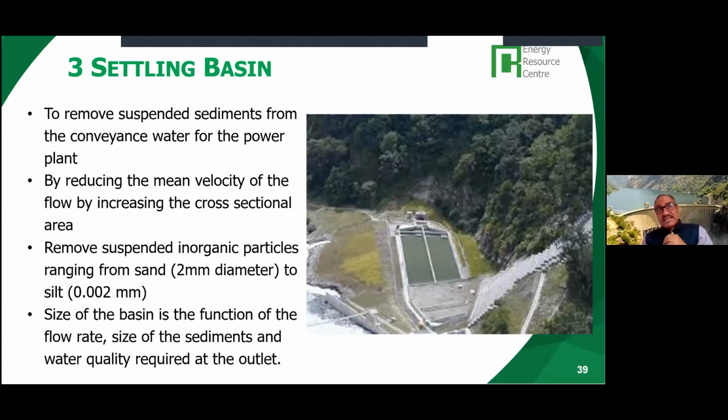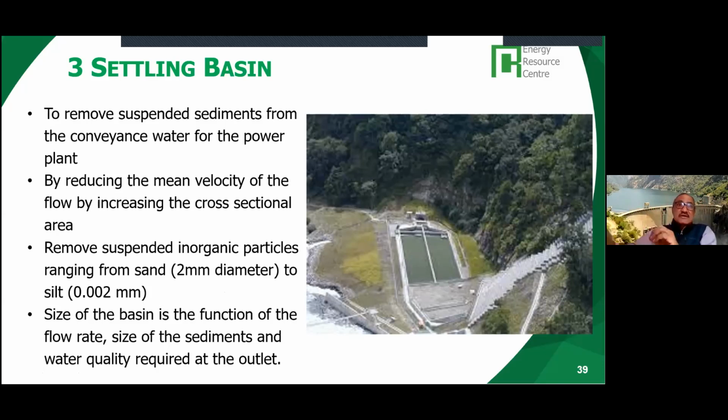But the settling basin is trying to trap and remove the suspended sediments from entering the power plant. This suspended sediment can be as small as 0.002 millimeter, which is considered silt, and as large as 2 millimeter diameter, which is considered sand. So any material within this range is settled in the settling basin and then flushed back to the river.